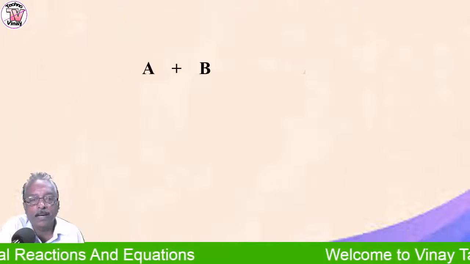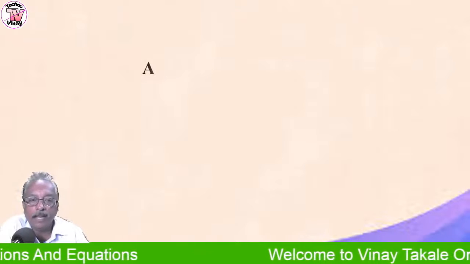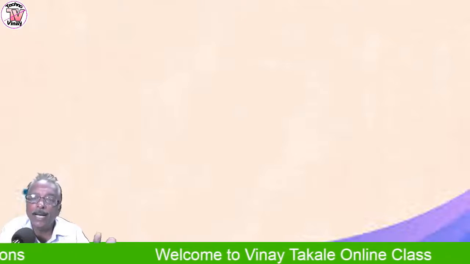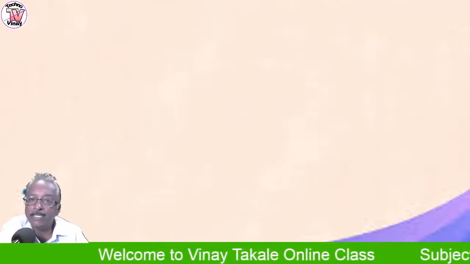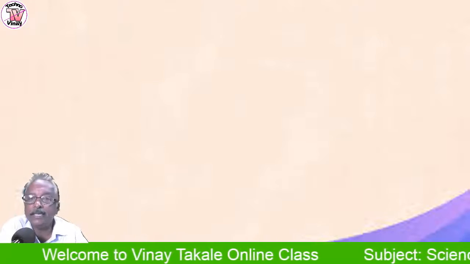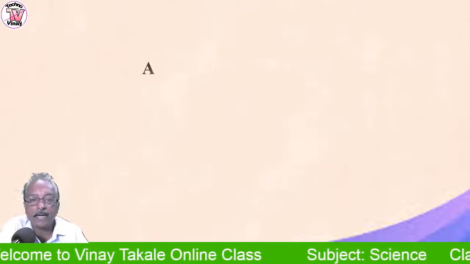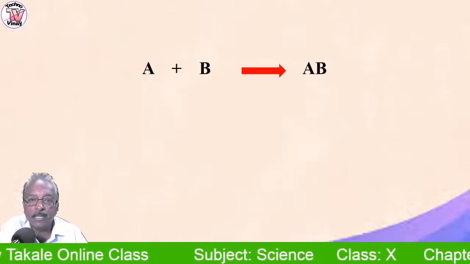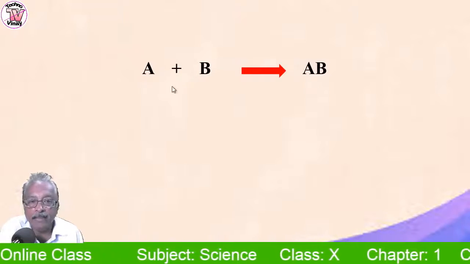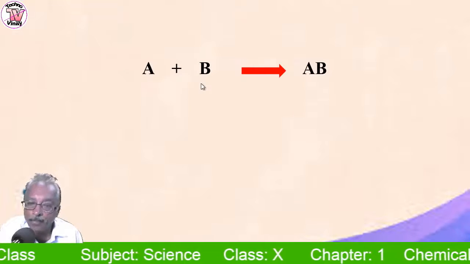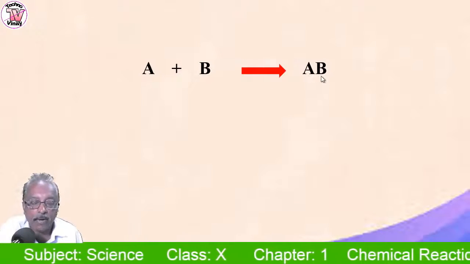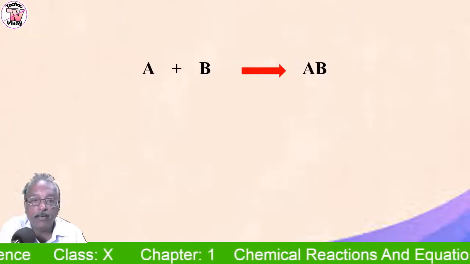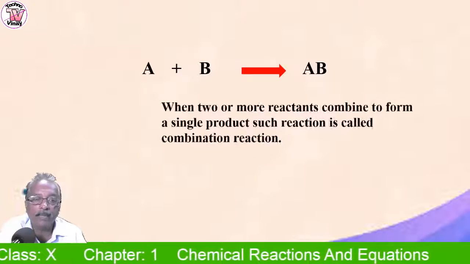Already we know that in a chemical reaction there are reactants and products, and reactants are written on the left hand side of an arrow. So here I will just take a skeletal equation. Let us say there are two reactants, reactant A and reactant B. Reactant A and reactant B react together and form a single product, that is AB. Followed?